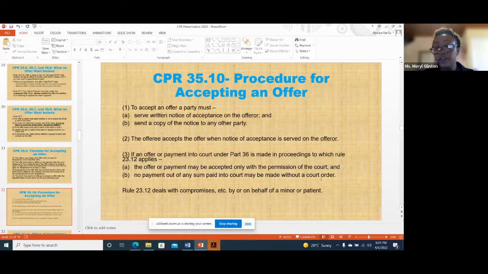I will remind you here of the provisions under 23.12 because acceptance becomes a slightly different issue in the case of a minor or a patient, in that the court must give permission prior to acceptance of an offer, and any offer is not deemed to be accepted until the court gives its permission. Also, as we'll come to see later, in terms of getting paid out any sums which might have been paid into court to support the offer, that also requires permission in circumstances of a minor or a patient.